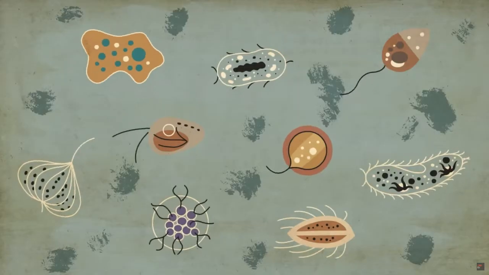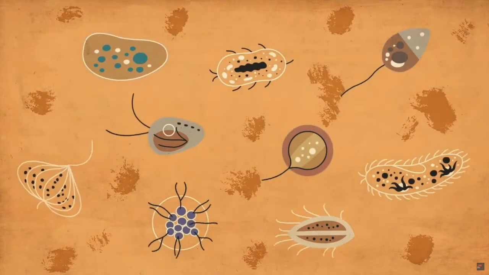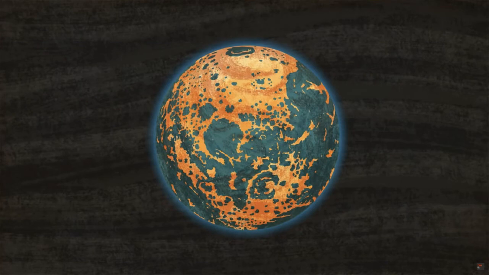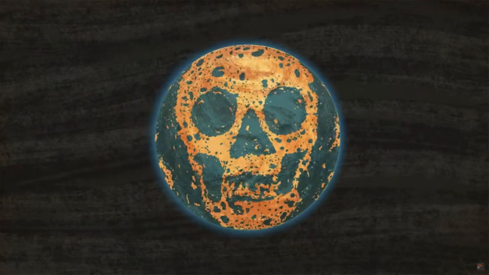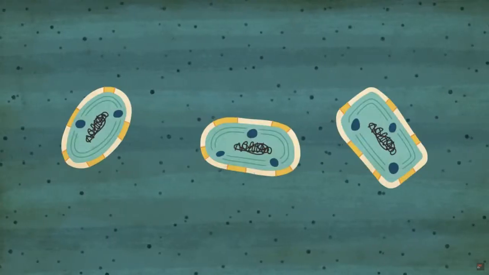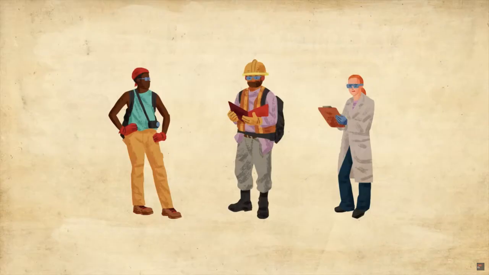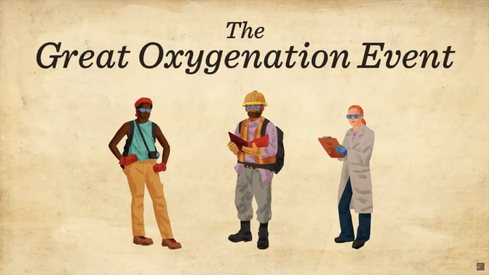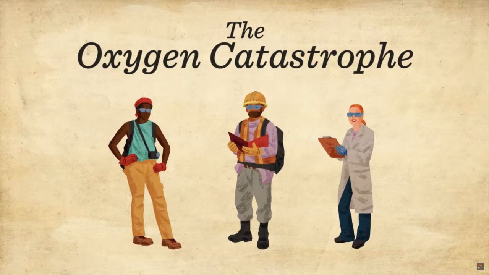That was a big problem for the rest of Earth's inhabitants. Oxygen-rich air was actually toxic to them. The result, about 2.5 billion years ago, was a mass extinction of virtually all life on Earth, which barely spared the cyanobacteria. Geologists call this the Great Oxygenation Event, or even the oxygen catastrophe.